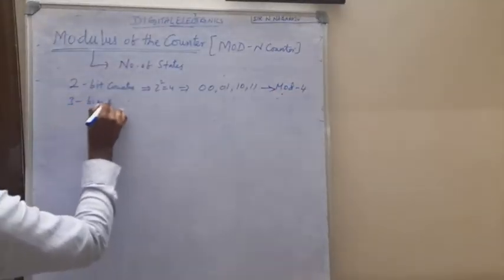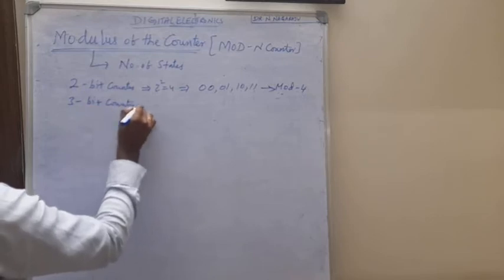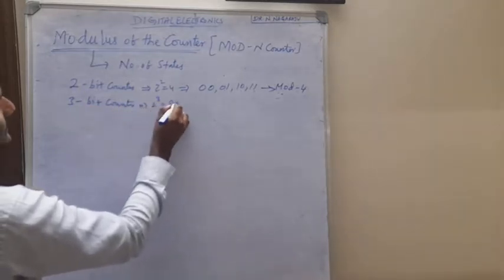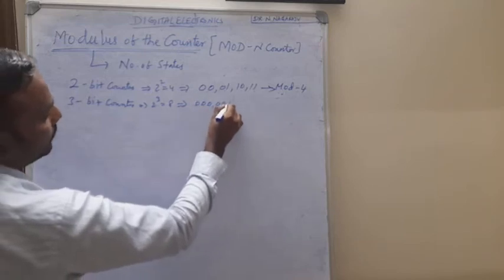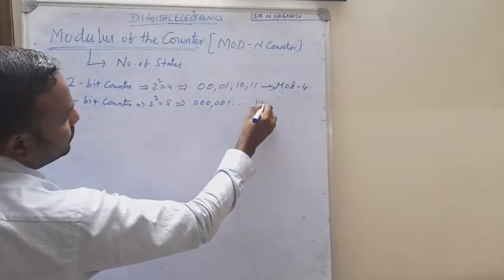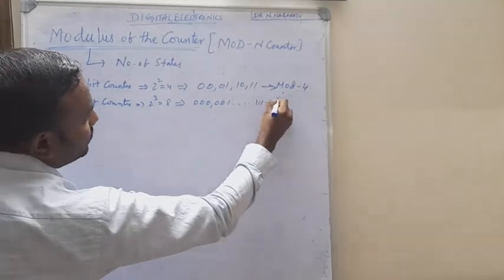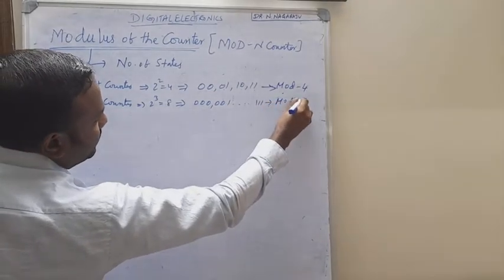Similarly, if it is a 3-bit counter, that is 2 power 3, equal to 8 states. So totally 8 states means 0 0 0, 0 0 1 and so on, up to 1 1 1. So totally you are going to get 8 states. So that is a mod 8 counter.